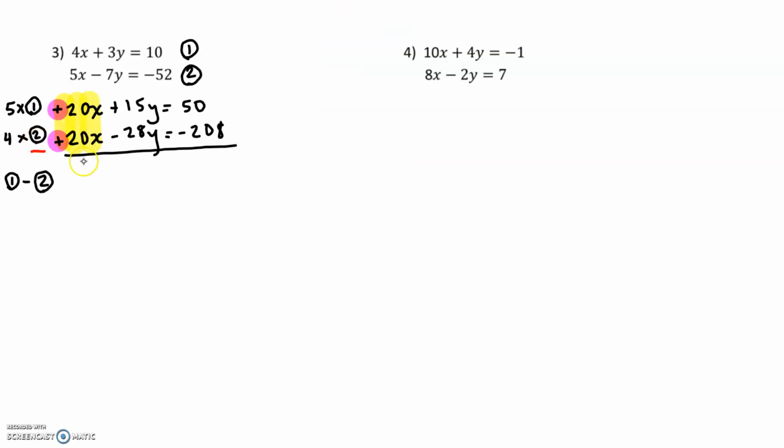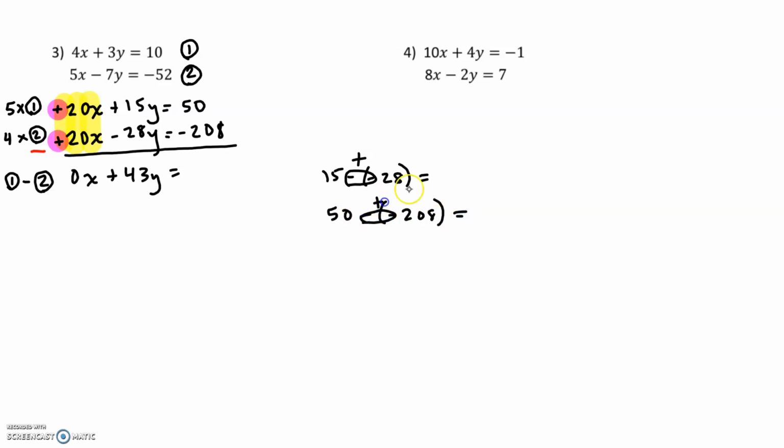And we're going to go 20 minus 20 is 0x. 15 minus a negative 28. I'm just going to write that out so I don't make a mistake. 15 minus a negative 28. So we know that two negatives make a positive. And 15 plus 28 is going to be 43. So that's plus 43y. And again, I'm going to write these out so I don't make a mistake. 50 minus negative 208. And so again, when we have two of the same sign, we know it's adding, and that would be 258.